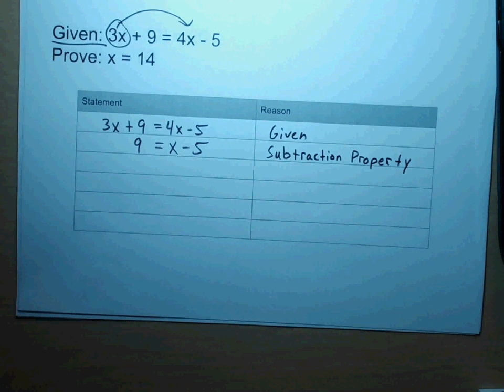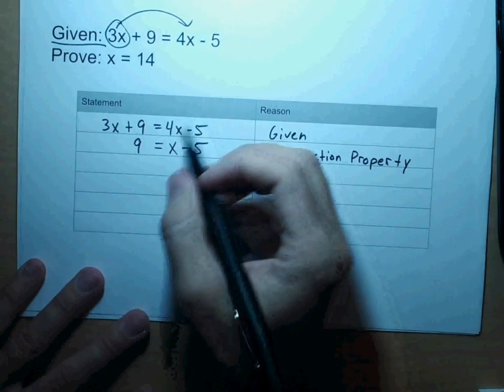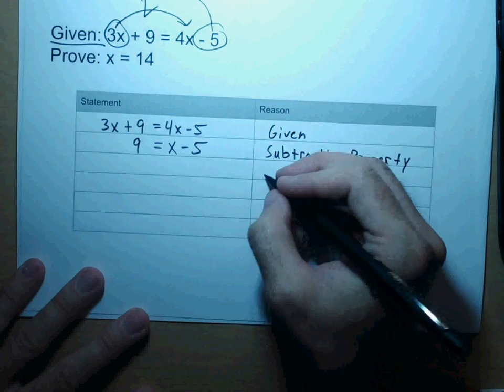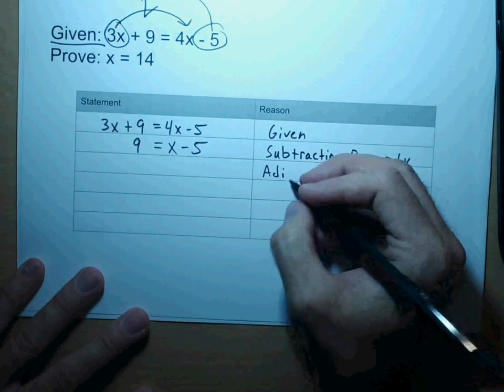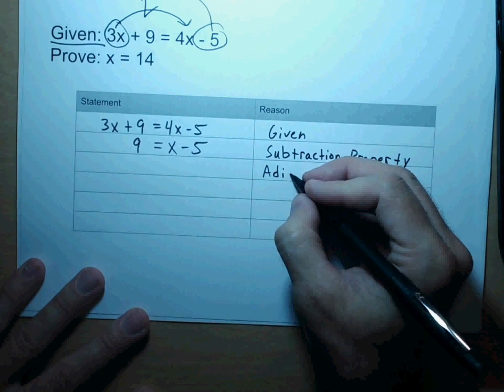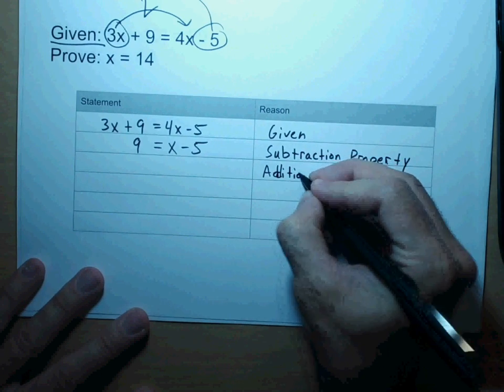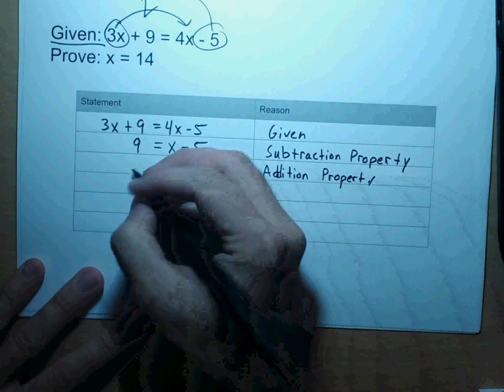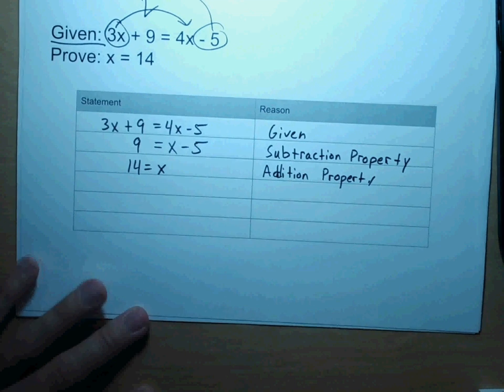As far as like the first time we did all the math and then we added the reasons, I typically do the reasons as I go. It's up to you though. Next, I need to add over this 5. So if I add 5 to the other side, that gives us 9 plus 5 was what? Yeah, 14. So that gives us 14 equals x.